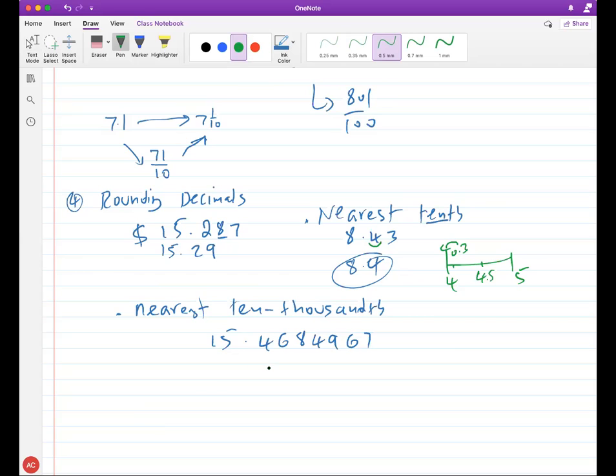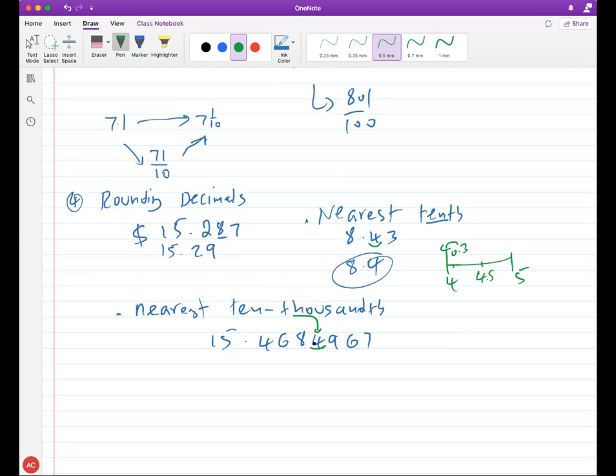The 4, this one, right? Okay, let's see. So we have the tenths, the hundredths, the thousands, the 10,000ths. That's right. So we want to go up to here. This is the 10,000. Now we'll look to the right of it. Do we add 1 to this or not?